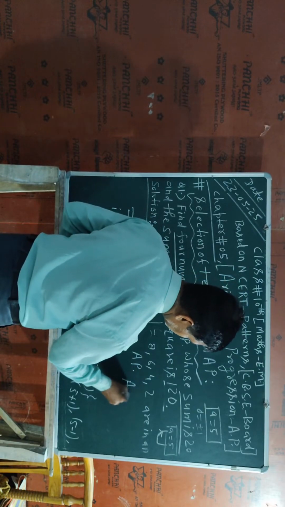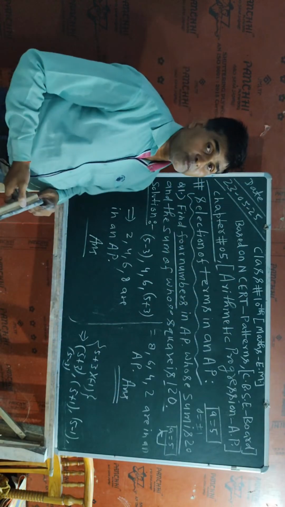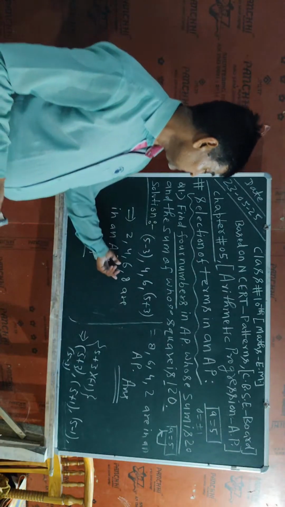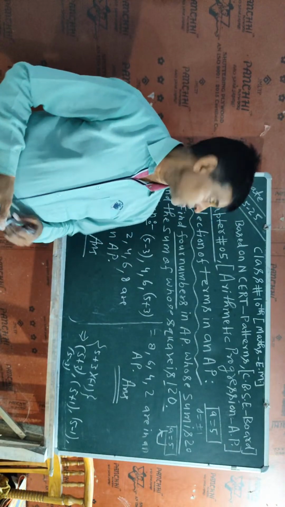This is also the answer to my question. So four terms which are given in arithmetic progression, this term can be or this term can be, both can be answered according to the question.